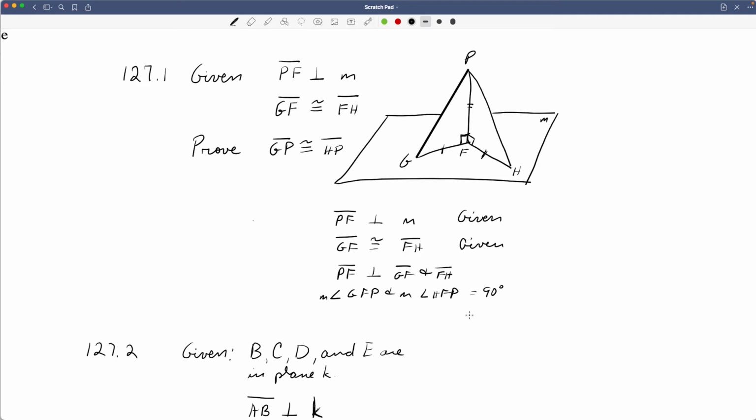Right? So we are given the bases of the triangles, GF and FH, and they have equal lengths. So we see that PF is the side of both triangles. Thus, triangle GFP is congruent to triangle HFP, and that is by side angle side. And we have given our side angle side here. Therefore, line segment GP is congruent to line segment HP because congruent parts of congruent triangles are congruent.